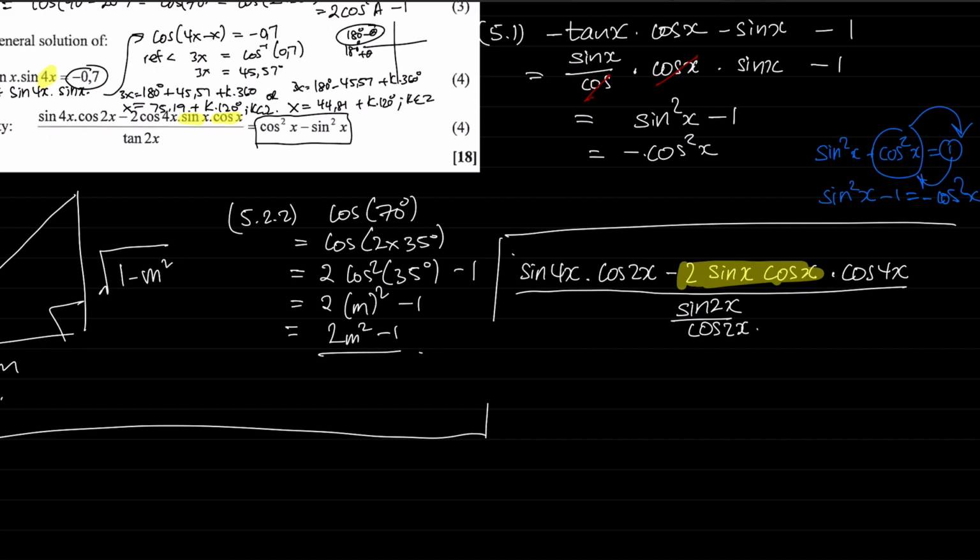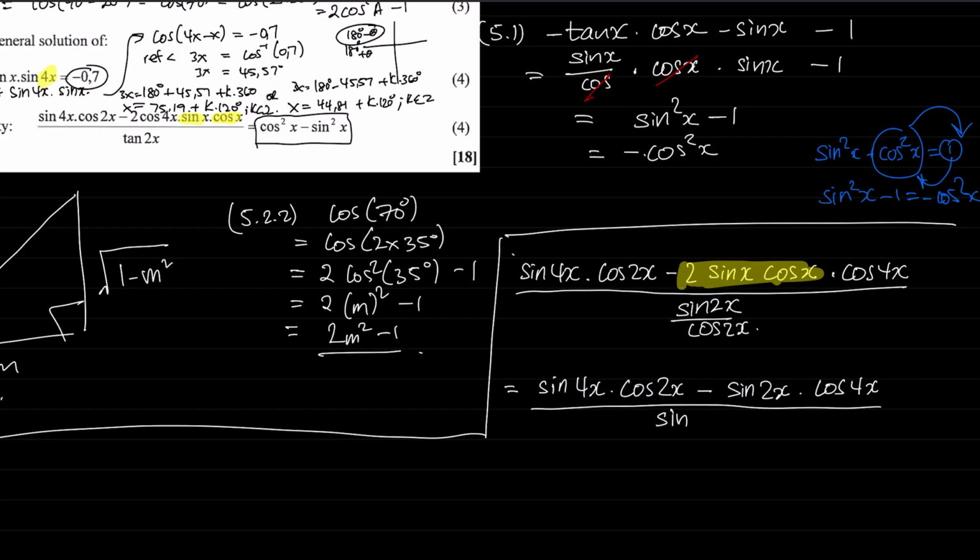So we're going to get sine 4x times cos 2x minus, this is going to be sine 2x times cos 4x, and divided by, again, sine 2x over cos 2x. Now, just like we did in the previous one, we can do some rearranging here, just so that it makes the identity a little bit clearer for us.